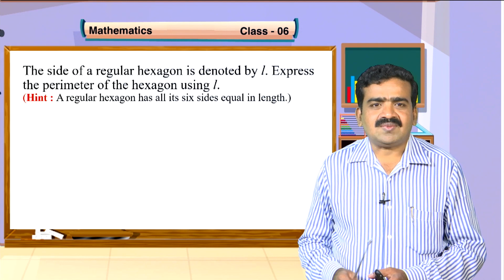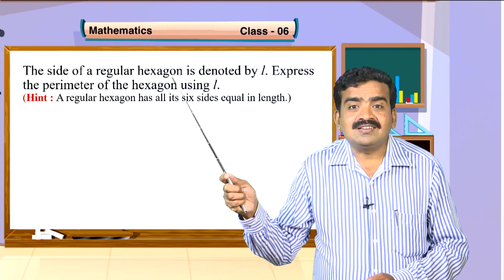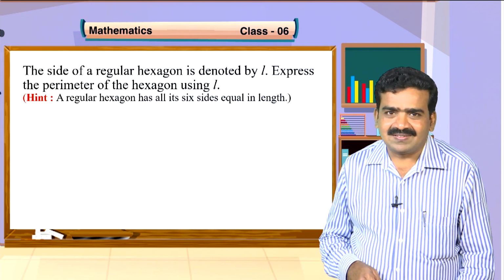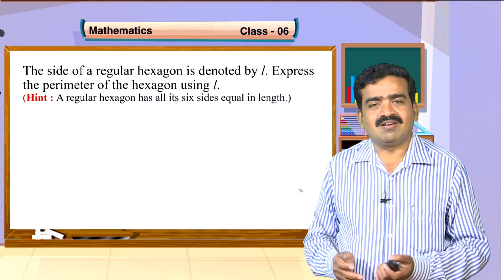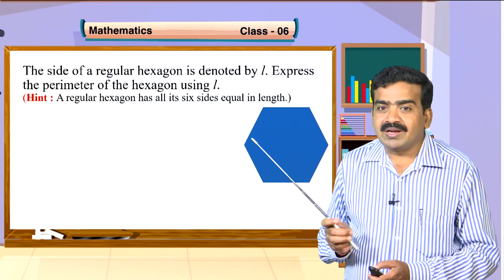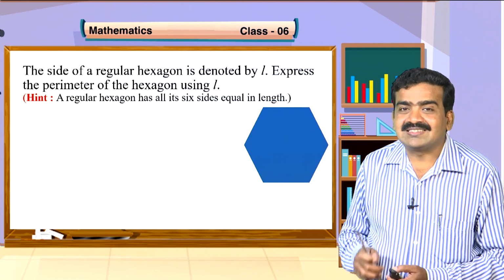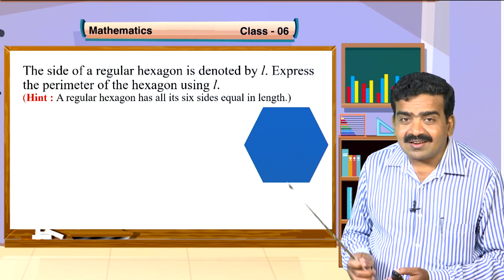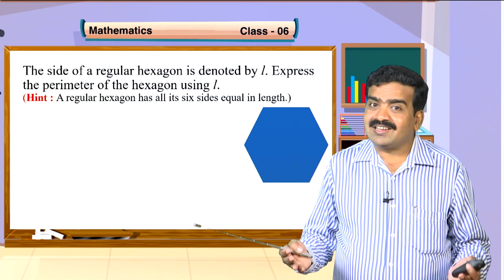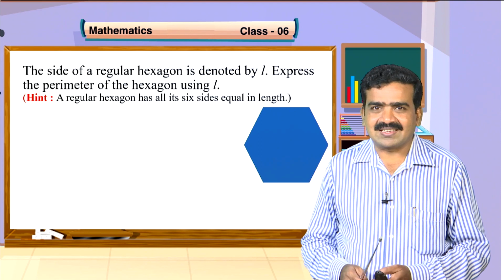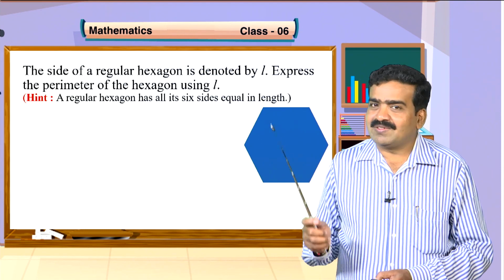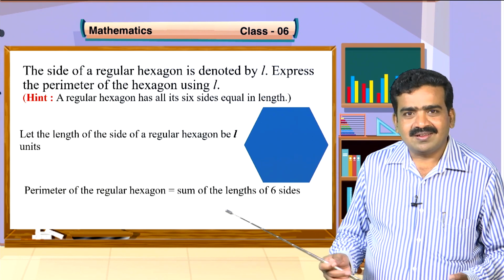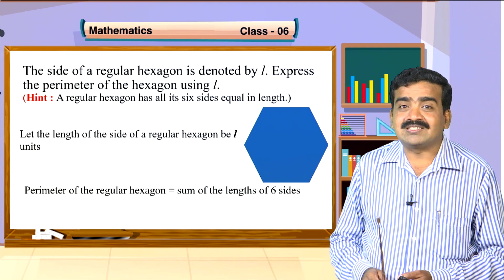Then, the side of a regular hexagon is denoted by L. Express the perimeter of the hexagon by using L. Here hexa means 6, gon means sides. If a geometrical figure has 6 sides like this, then it is called a hexagon. If all sides of a hexagon are equal, then it is called a regular hexagon. In a regular hexagon, all sides are equal. If the length of each side is equal to L, then what about the perimeter? You know that it is the sum of all sides of the geometrical figure.